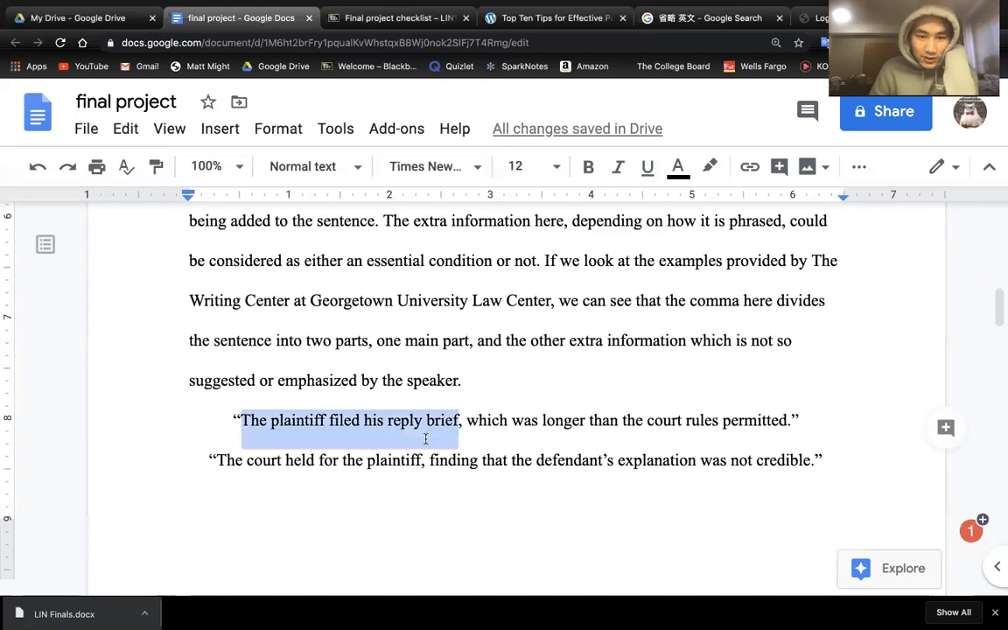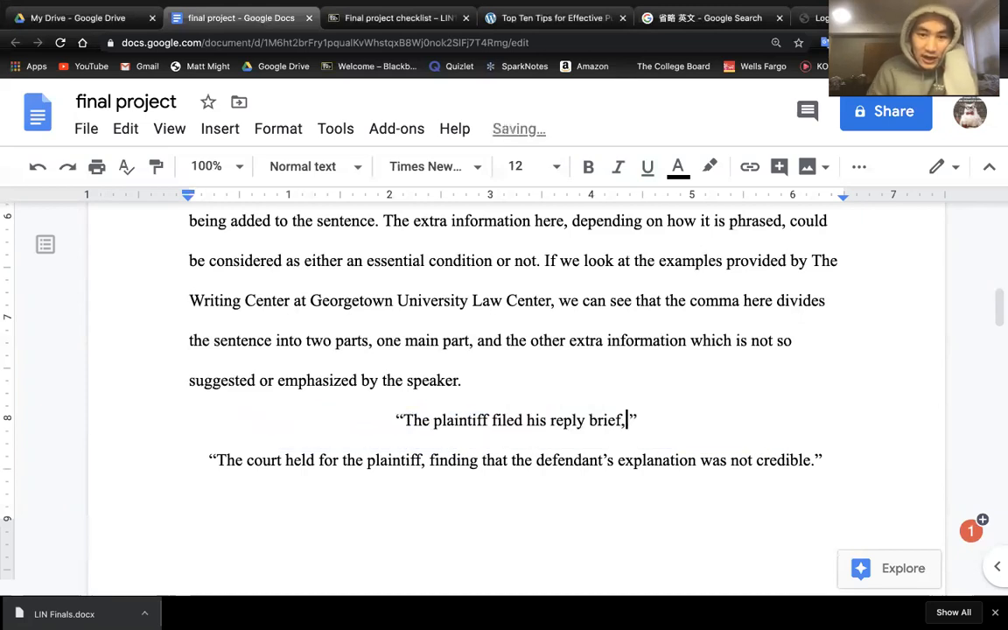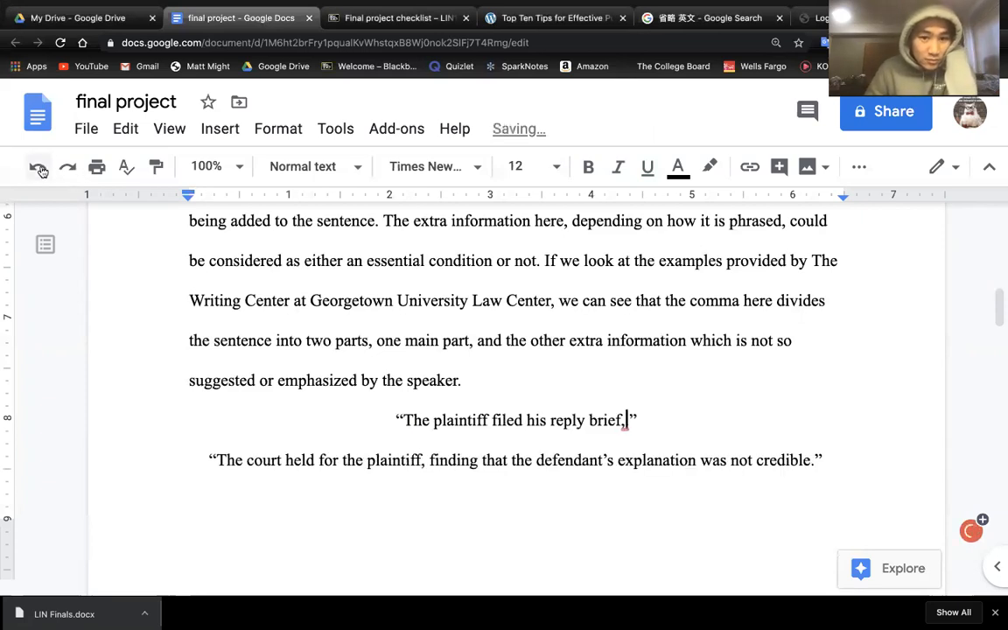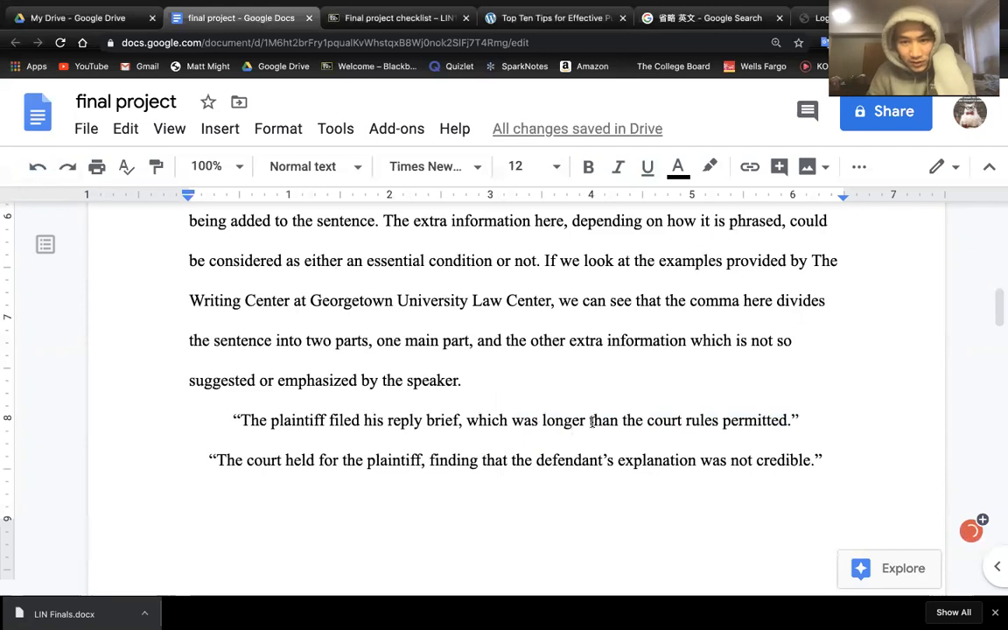The reason is that we can see that by eliminating this clause, it does not quite change the sentence itself. So it's just adding a condition, a little bit more detail, which in this case is: which was longer than the court rules permitted. The court held for the plaintiff, finding that the defendant's explanation was not credible. Whatever follows after "finding that" is a condition describing a situation of the entire court. The court held for the plaintiff, so the court is the subject here.